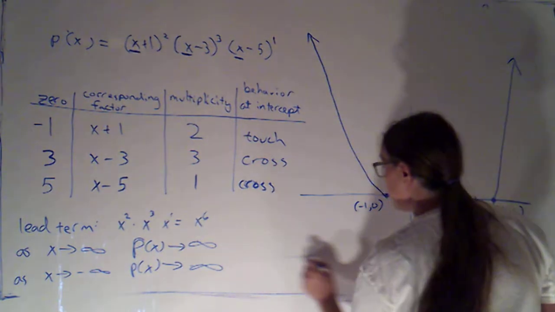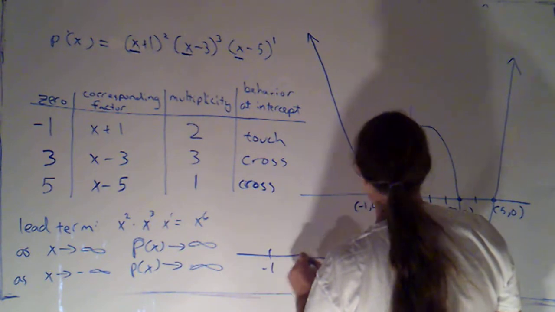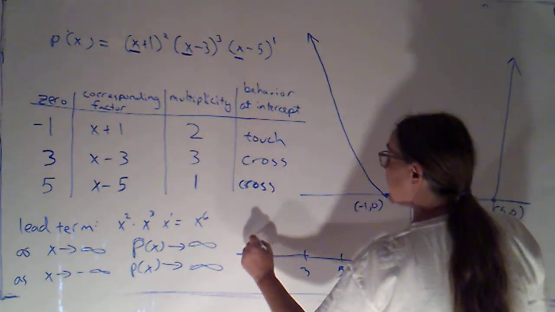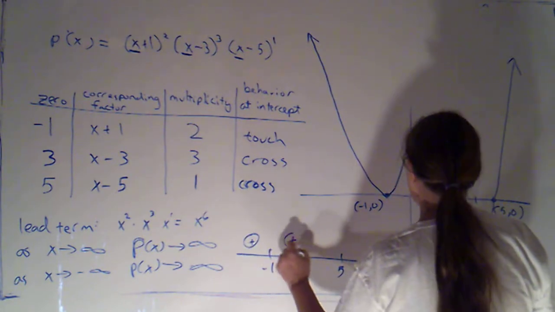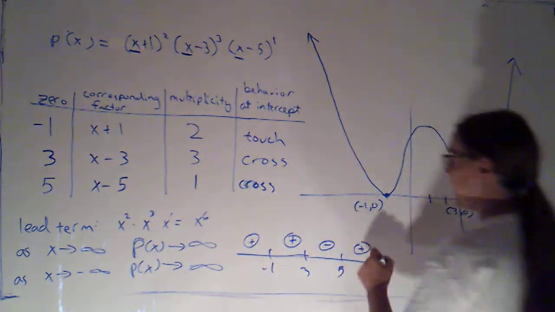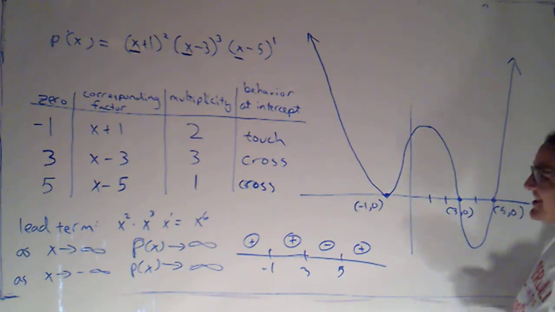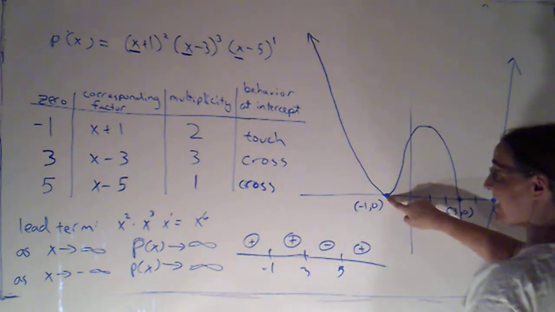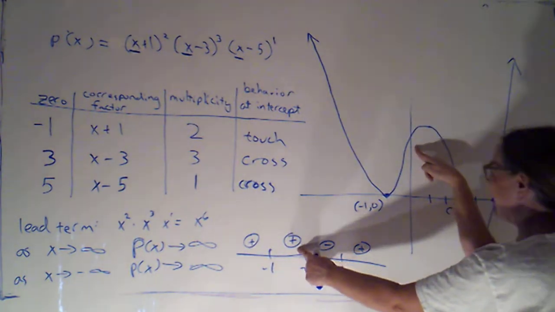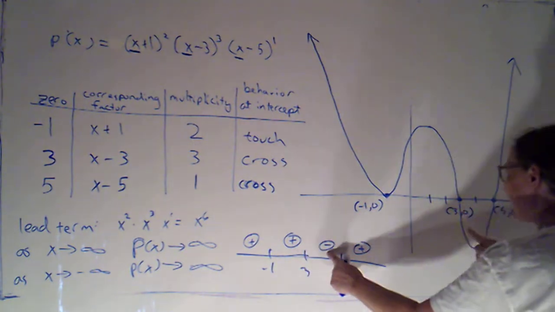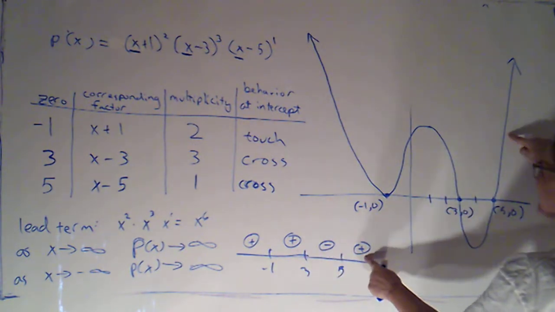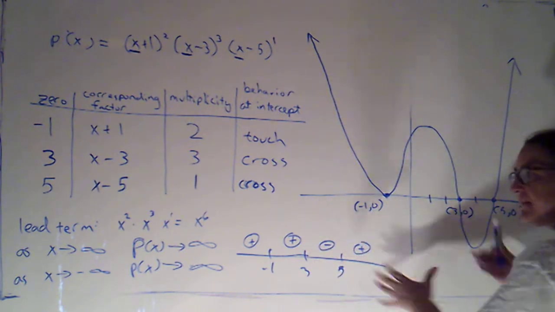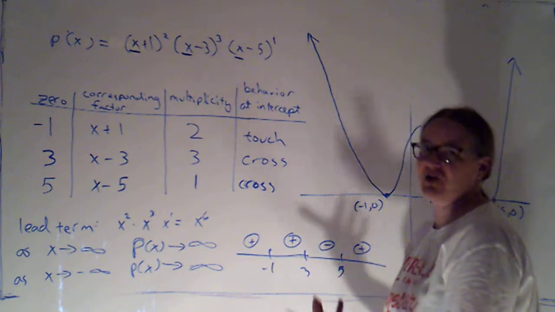I would often just create my number line here for -1, 3, and 5. If I did that, I should get that my function is positive, and then positive, and then negative, and then positive. And then I can just say, well, with the end behavior, yeah, I was supposed to start out positive. Since I was supposed to touch here, I wasn't supposed to change, it's still positive. Since I'm supposed to cross here, yup, it's supposed to be negative, and since I'm supposed to cross here, it will change to be positive. So I can use one method and then use the other one to double check my answer.